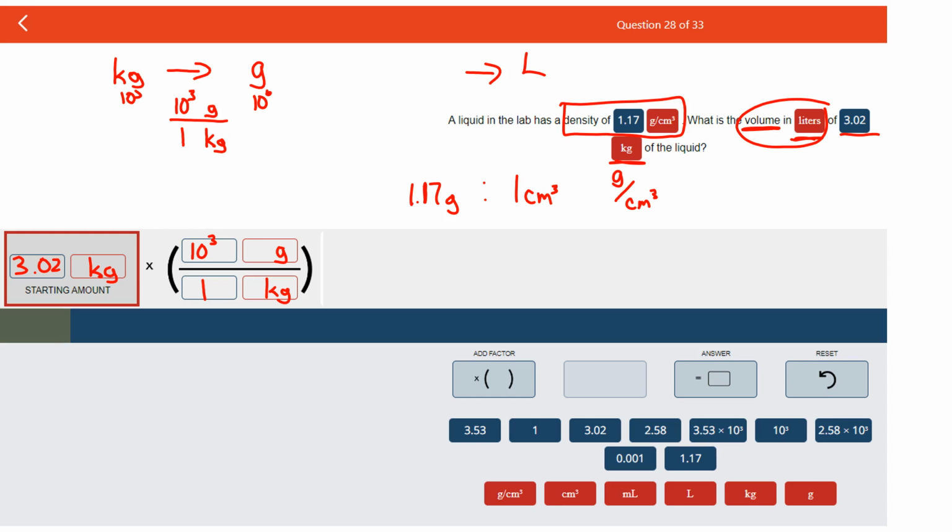Now, in this case, they had 10 to the third. If they didn't have 10 to the third as an option, they probably would have had 1,000 as an option. So that allows me to get rid of kilograms. So am I finished? Am I to where I want to be yet? No. So what's the next step I can do?